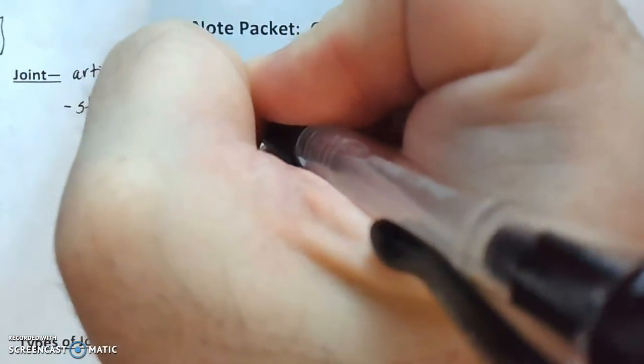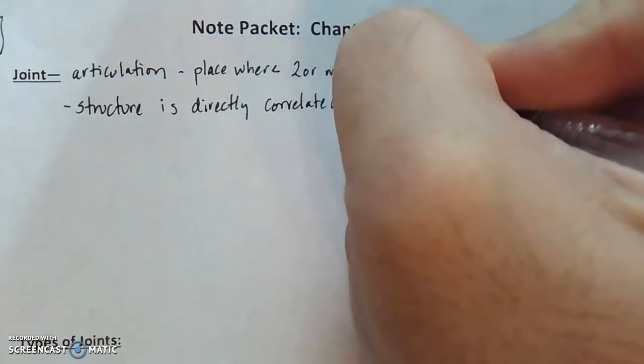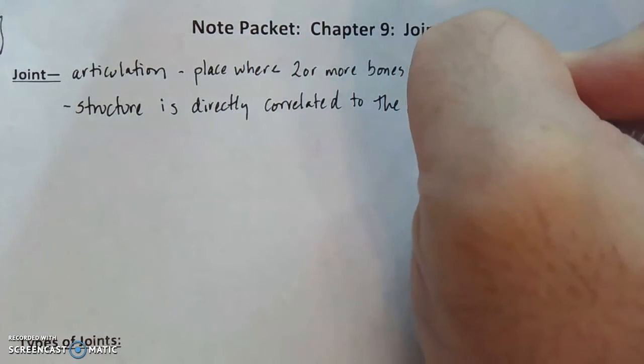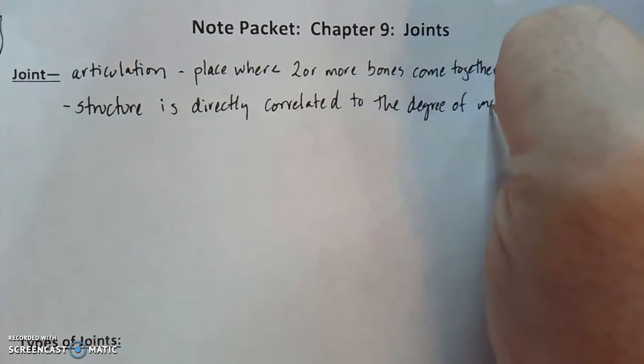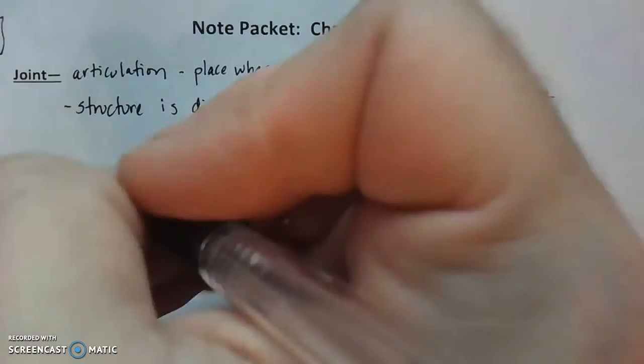The structure is directly correlated to the degree of movement. So this is how they categorize different joints.